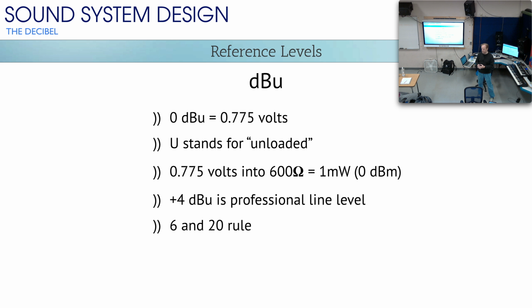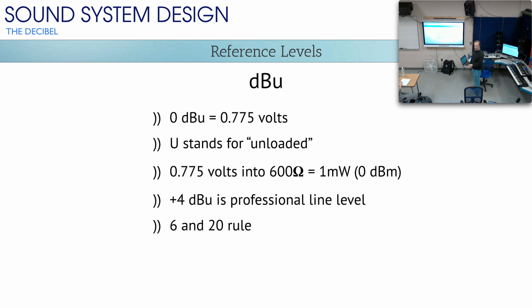As dBu was, let's look at this from a voltage point of view instead of a power point of view. And the way we can look at it from a voltage point of view is by standardizing the input impedance. And that standard input impedance is 600 ohms. So what that basically means is that 1 milliwatt, that 0 dBm, if you put that up against a 600 ohm load, it dissipates 0.775 volts. Okay? So that's why 0 dBu is 0.775 volts. 0.775 volts is what you get out of a 1 milliwatt signal that's pushing up against a 600 ohm load.